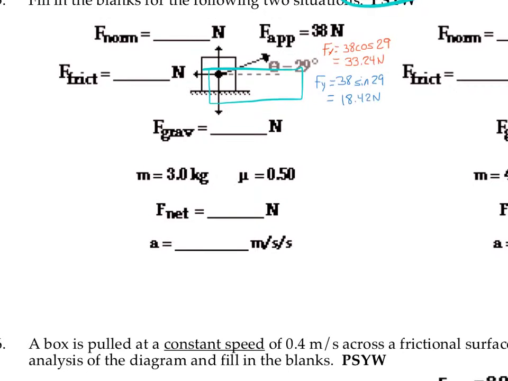When we break the force up, we can find the force in the x direction by saying that the force in the x direction is going to equal 38, which is the hypotenuse, times cosine of 29 degrees. That gives us 33.24. Then we can find the y component by doing 38 times sine of 29, which gives us 18.42. From there, we can try to figure out our normal force.